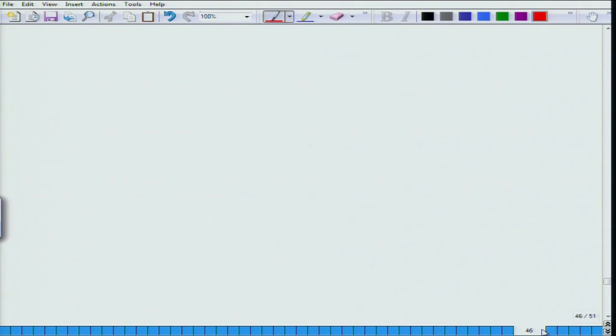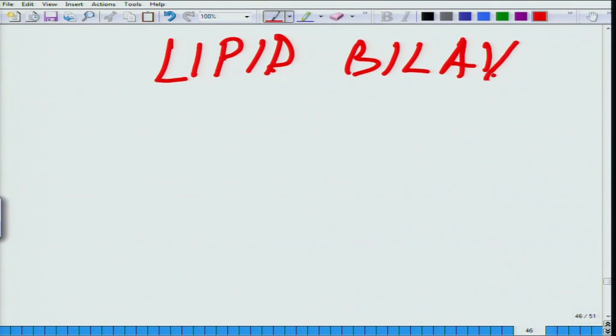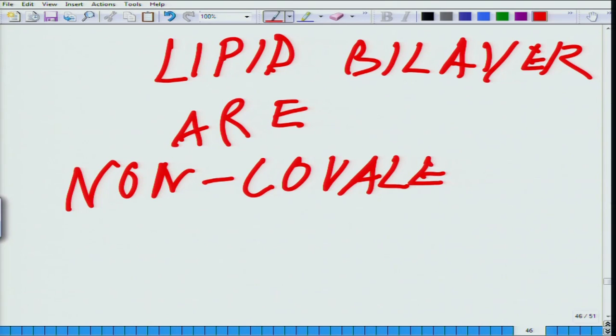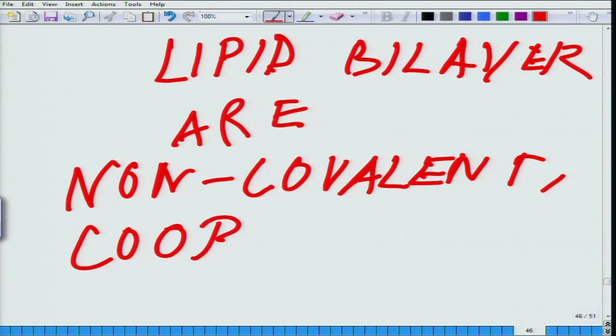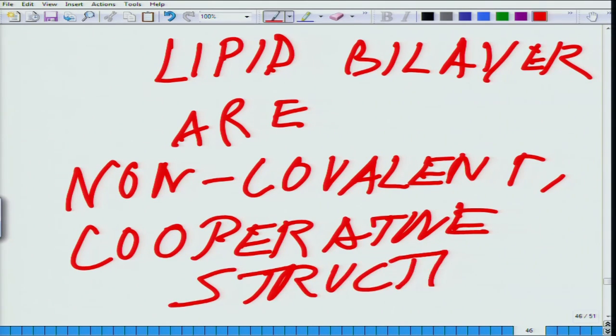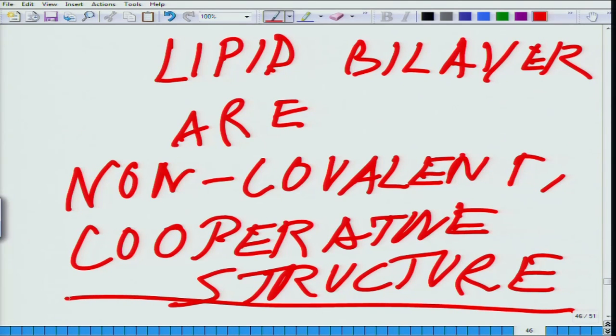And last but not least, if I have to summarize it, I will put it like this: lipid bilayers are non-covalent cooperative structures. This much I expect all of you to understand. This basic understanding is essential in order to understand membrane physiology and the membrane processes, which are key to our survival, growth and evolution.